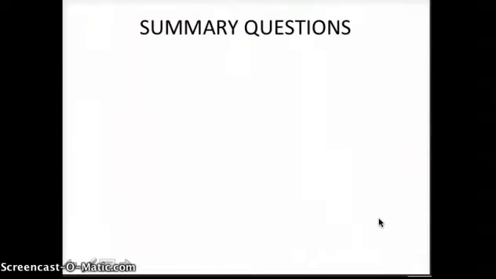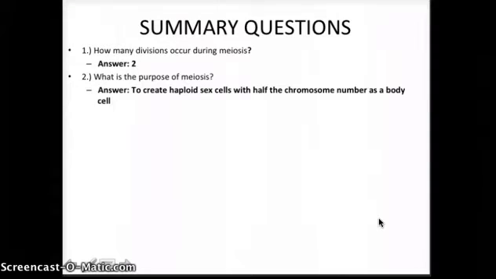Okay, so let's take a look at the summary questions. How many divisions occur during meiosis? The answer is 2. The first to separate the pairs and the second to separate the copies. What is the purpose of meiosis? To create haploid sex cells with half the chromosome number as the body cell. Pause here if you need to copy the answer.